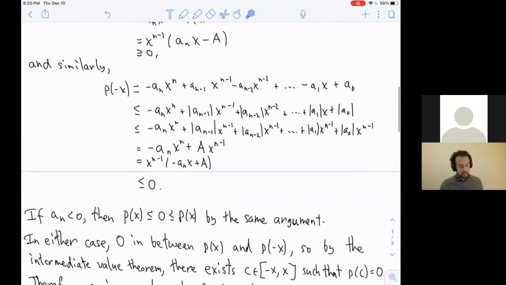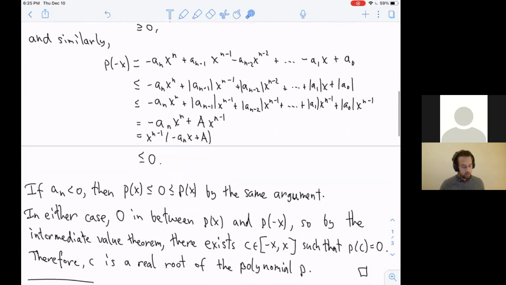Okay, so by the intermediate value theorem, since 0 is in between these two values, there exists some c between negative x and x such that p of c is equal to 0. And that's exactly what we want. This is by continuity. We need to know that p is continuous, but it is because it's a polynomial. So therefore, since p of c is 0, that's what it means to be a root. And c is a real number. So c is a real root of the polynomial p. We've proved that every polynomial of odd degree has a real root.